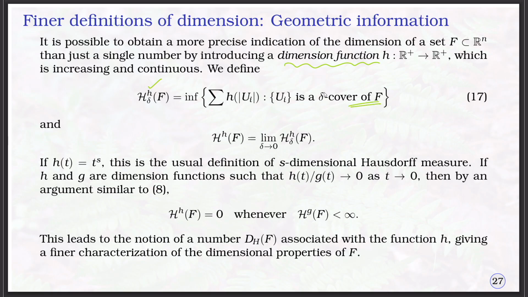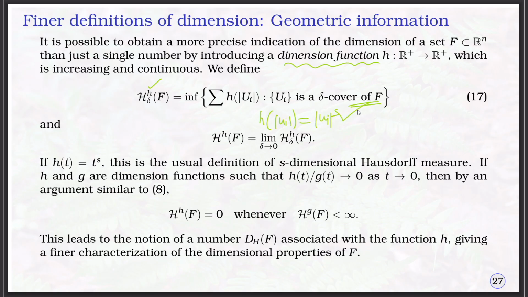There is no change in the covering. We introduce the test function and apply the dimension function to the diameters of the covers, and as delta tends to 0, this converges to H^h(F). If h(t) equals t^s, this is the usual definition of the s-dimensional Hausdorff measure. If you take h(t) as t^s, that means h(|U_i|) equals |U_i|^s.